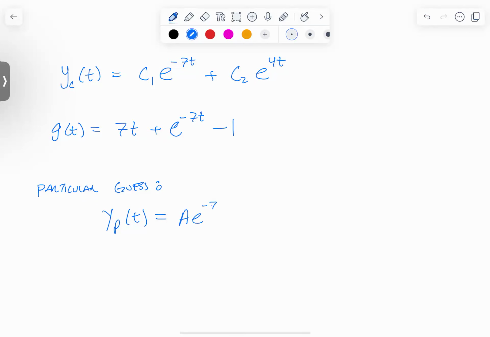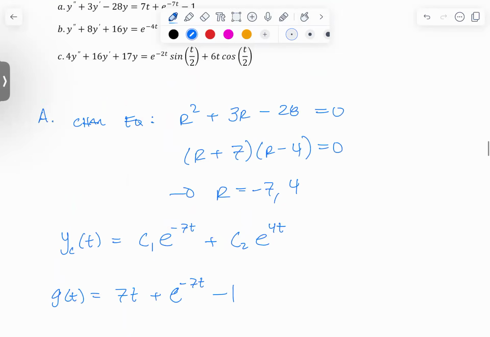A e to the -7t plus B t squared plus C t plus... no, it'll only be one. Don't need to go higher than whatever the degree is. So Bt plus C. Now, here's where the new part comes in.